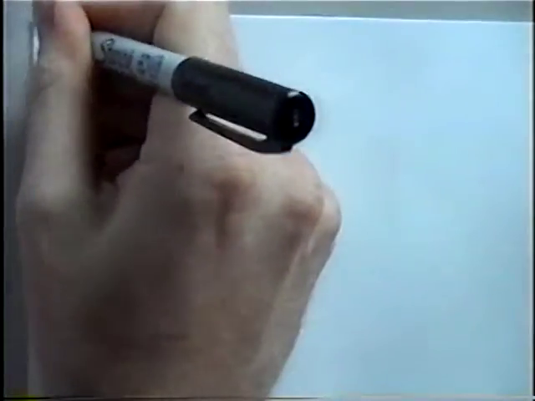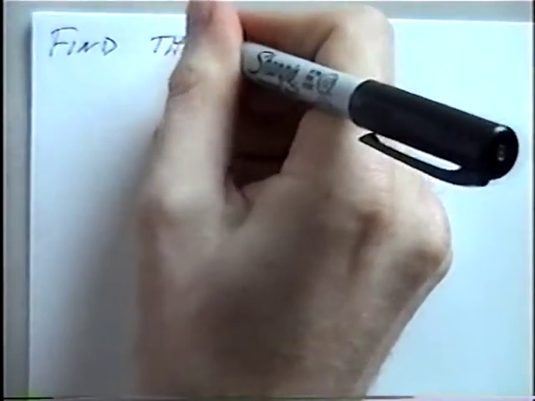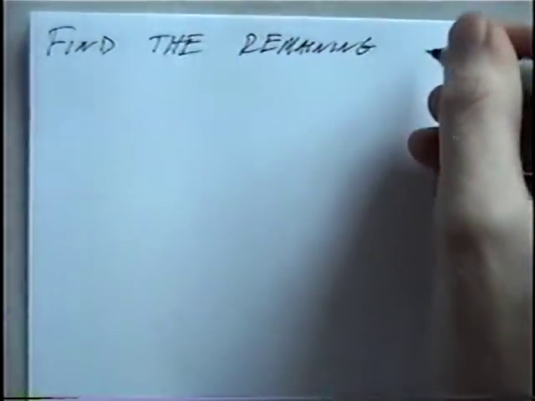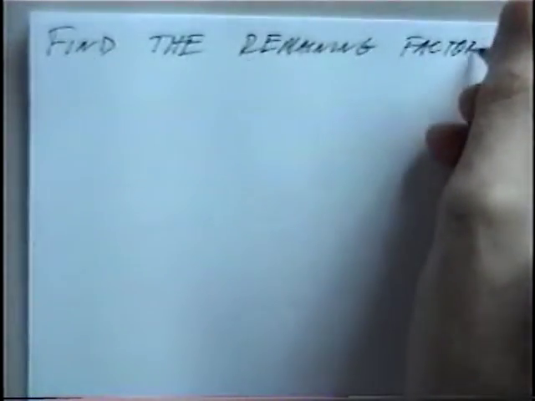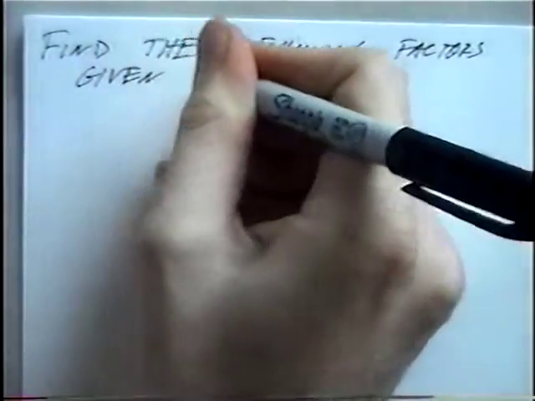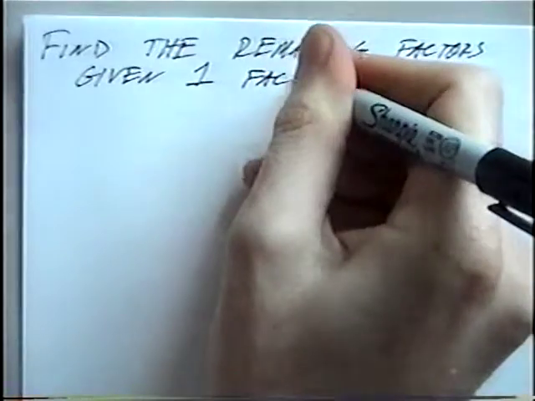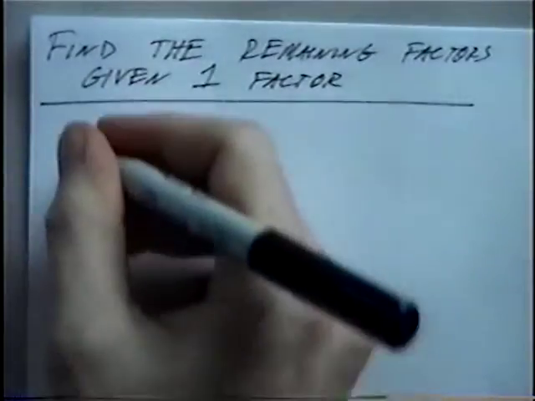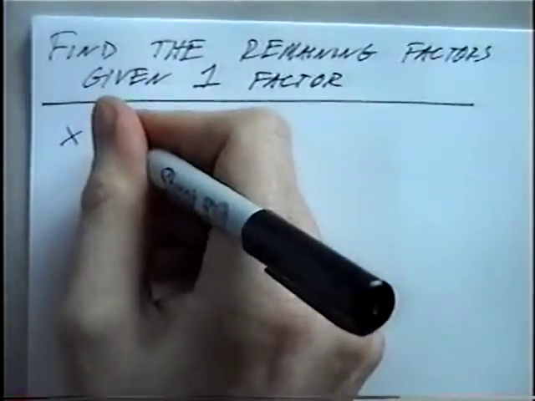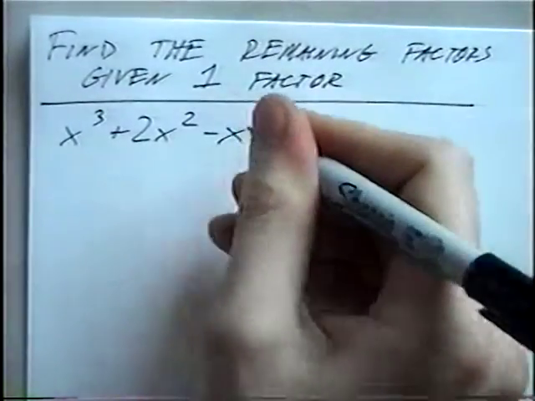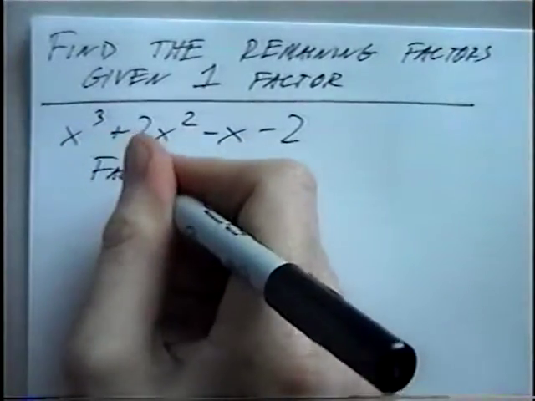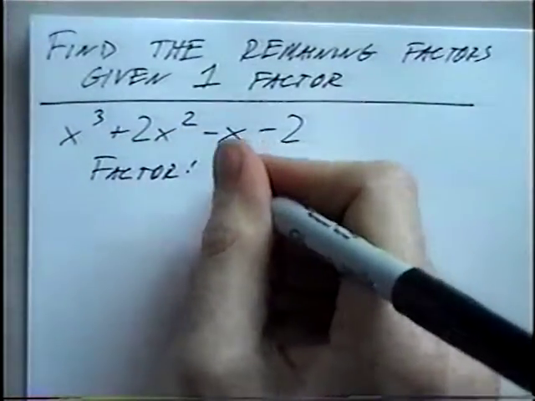First section of notes for today is titled Find the Remaining Factors Given One Factor. First question is x cubed plus 2x squared minus x minus 2. And the factor that is given for the question is x minus 1.